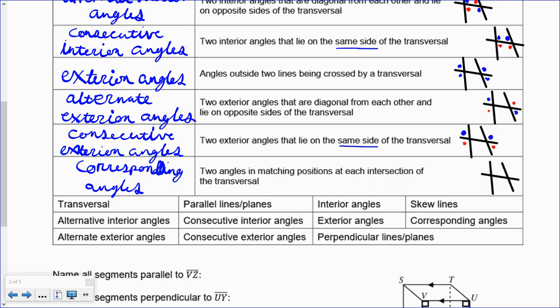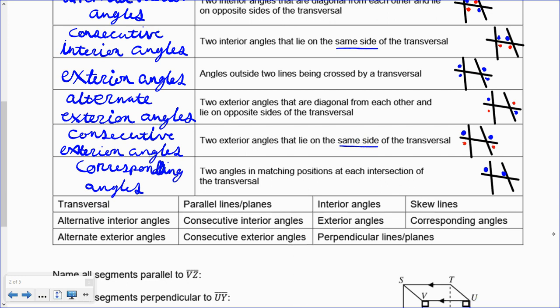So see how you have two different intersections here and here, two little crosshairs? So your corresponding angles are in the same position at each intersection. So if I choose one angle to be the upper left of this intersection, the corresponding angle would be in the upper left of the other intersection. They're both in the upper left corner of your crossing.